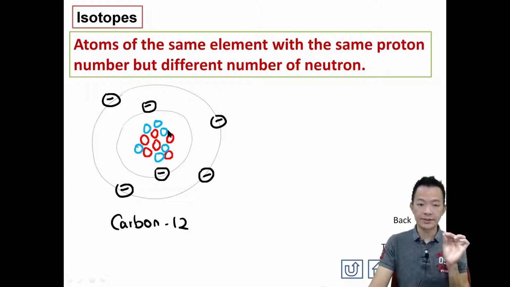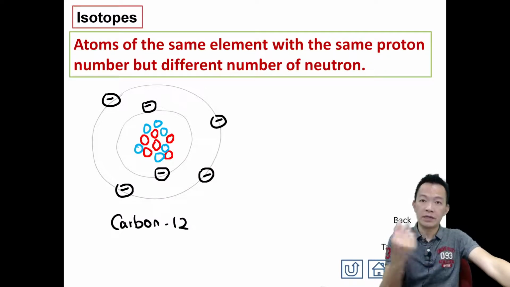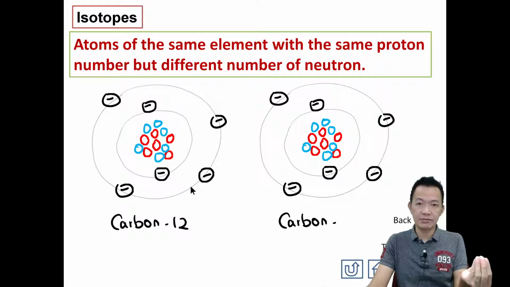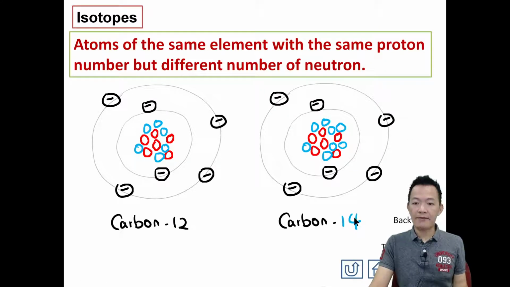This is carbon 12. But do you know, besides carbon 12, we actually have other carbon atoms that come with a different neutron number. An example, carbon 13. Carbon 12 is the ordinary carbon atom, but besides it on the Earth we have other examples of carbon. Carbon 13 has one more neutron, and even carbon 14.